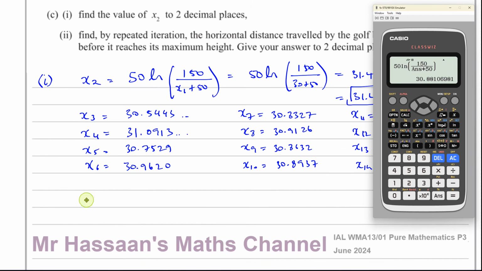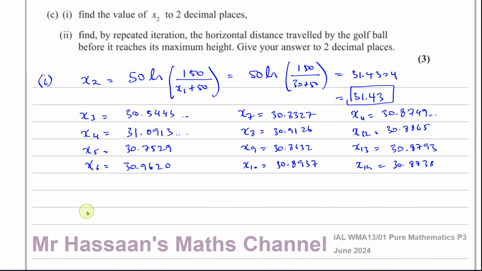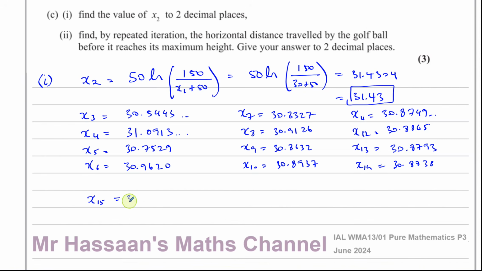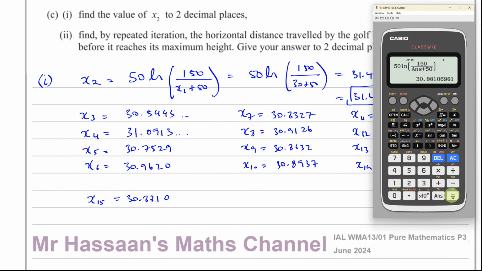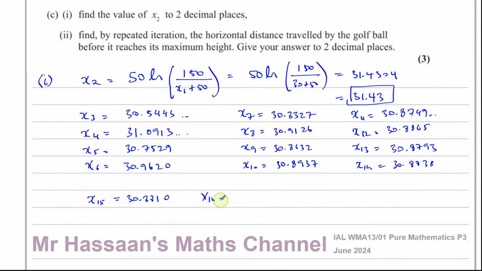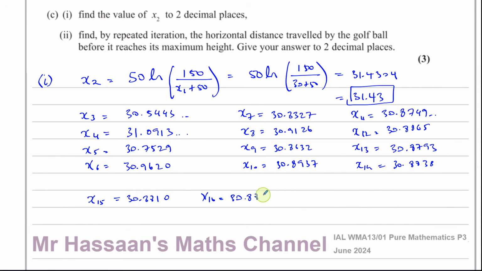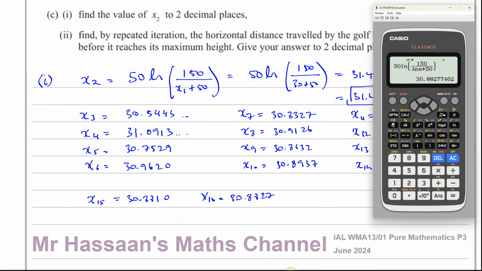30.8810. So it's x15. I think it's going to get there soon, so I'll just write them down here. That's 30.8810. Let's see if it's going to be 30.88. Let's carry on. 30.8827, that's x16. Keep going.